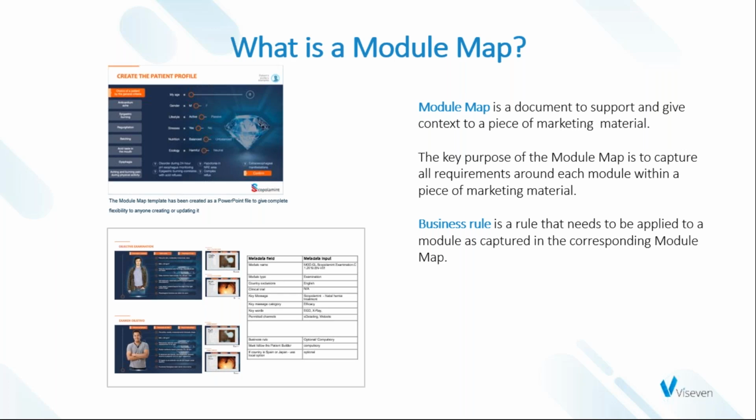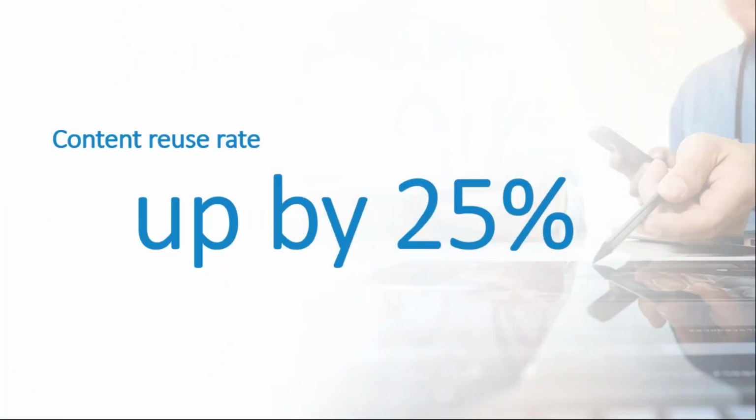And a few words about business rules. A business rule is a rule that needs to be applied to a module as captured in the corresponding module map. Here are a couple of business rule examples. This module must be the first slide of the e-detailer. These modules must appear in this specific order. These patient profile images must be used all in Latin. Practically, this leads to soaring content reuse rates, about 25% higher than usual, because the necessary assets can be identified so fast.